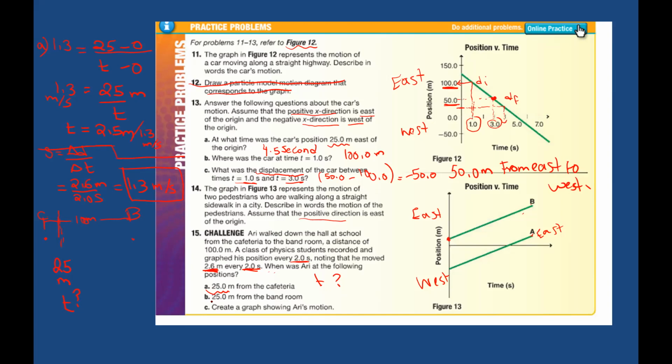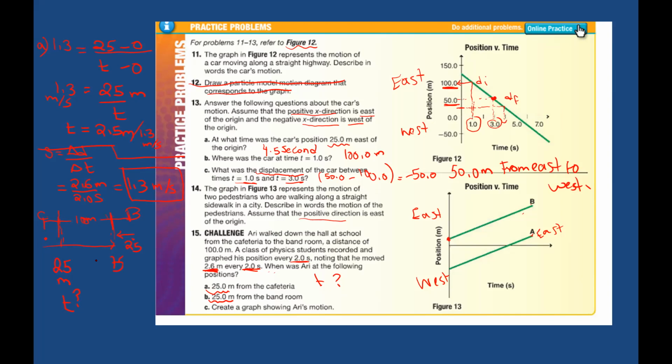When it's 25 meters from the band room, okay, where's the band room? If I say it's 25 meters in that direction, this means in total from the origin, this is a 75. So if it's a 25, how did I know it's 75? Because 100 minus 25 is 75. So that's that location. If that's 100 at the end at point B, then this is a 75.